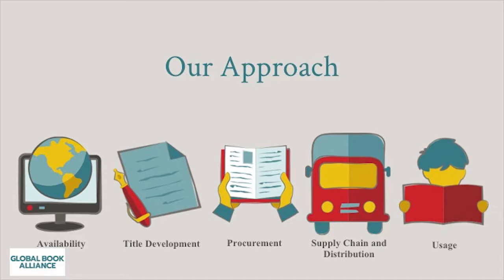This is essentially an economic problem, and we are going to have to find some economic models and solutions that involve the government, public sector, private sector, as well as donors. In order to get more books in the hands of children and teachers, the Alliance is looking at the whole supply chain. As you can see here, we're talking about availability, title development, procurement, supply chain, distribution, and use. So we're looking across the entire book chain for some solutions to this problem.